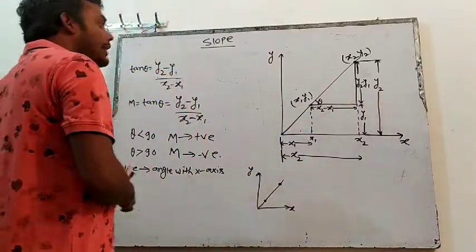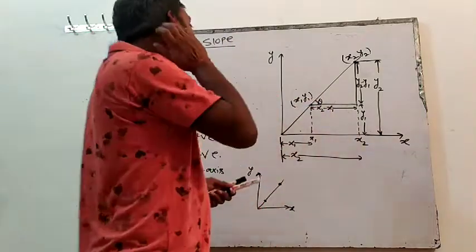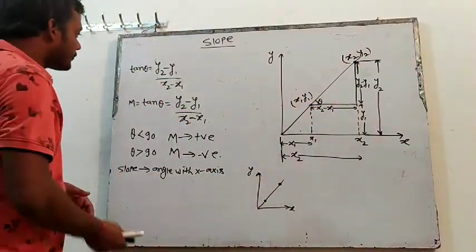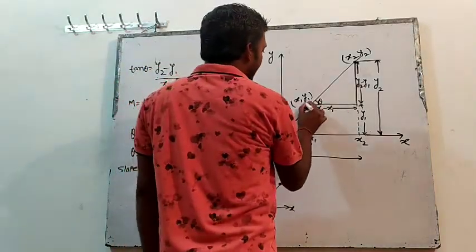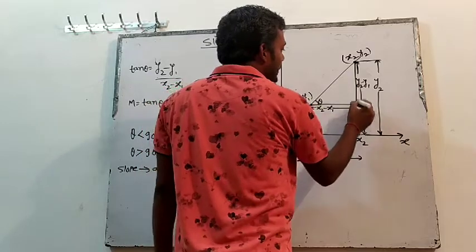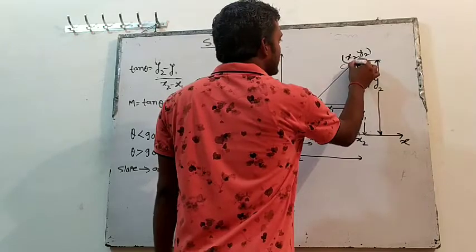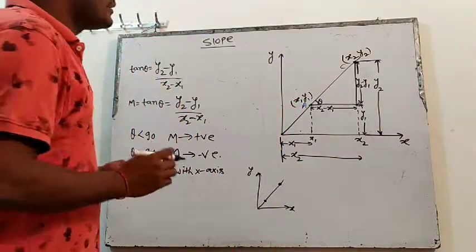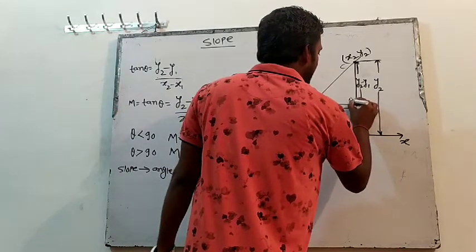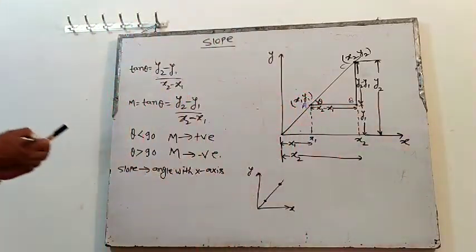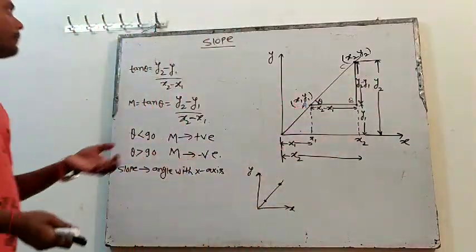Is it clear? Let's say this line is making an angle theta with the x-axis. So this will be tan theta. If you look at this triangle, let's say this point is A, this point is B, and this point is C. Can you see the triangle ABC? So what will tan theta be there?